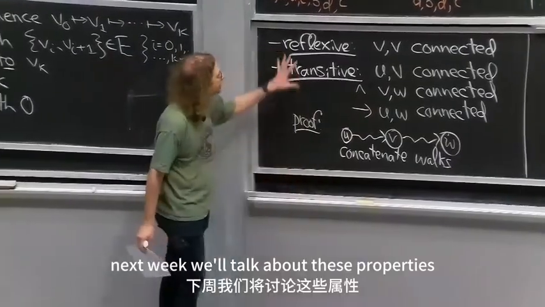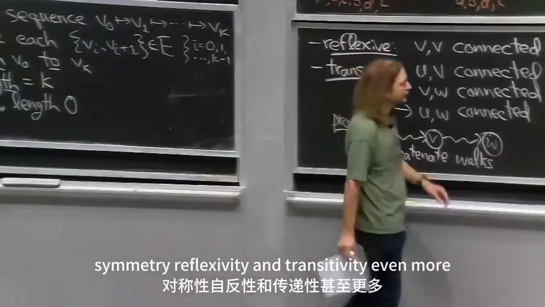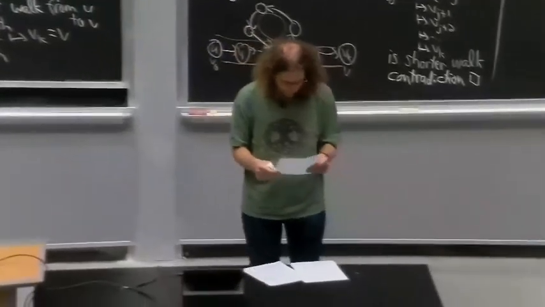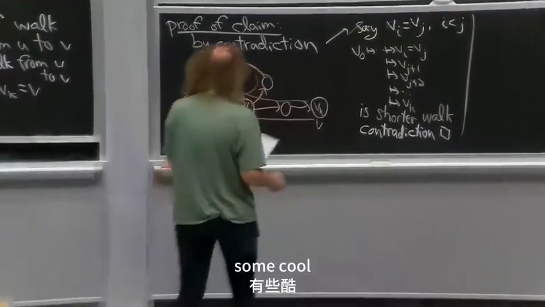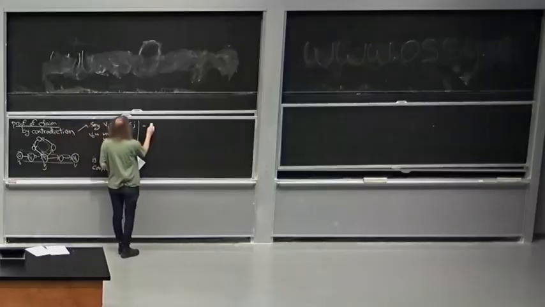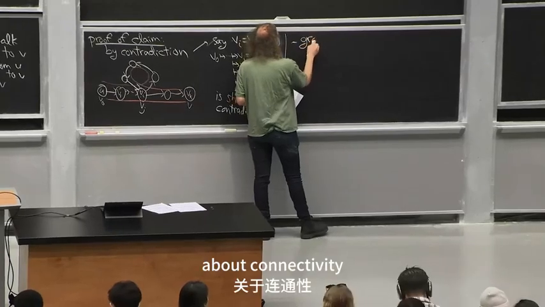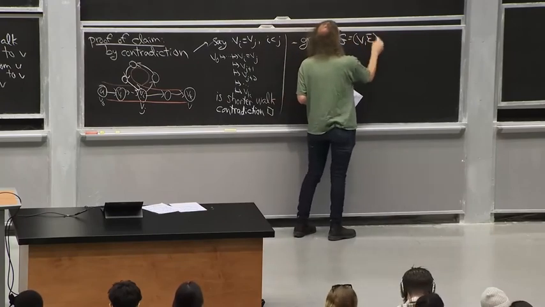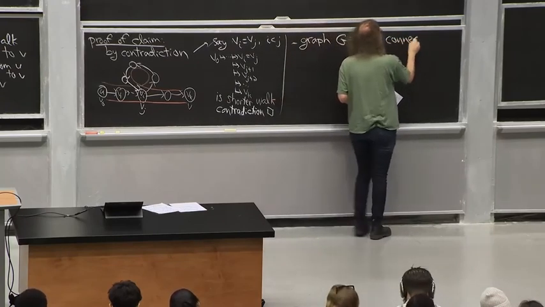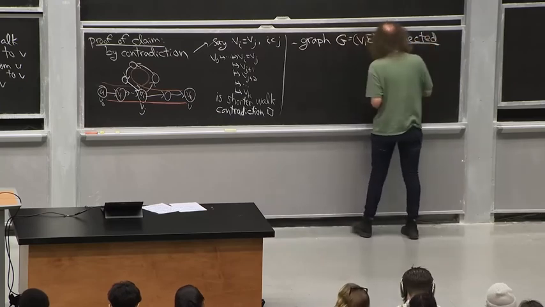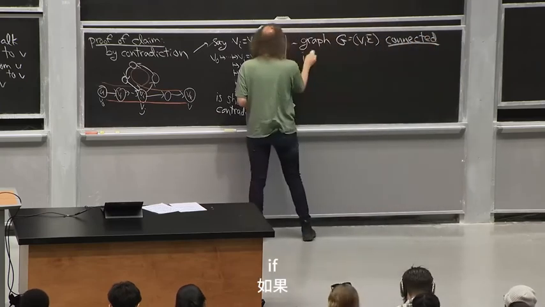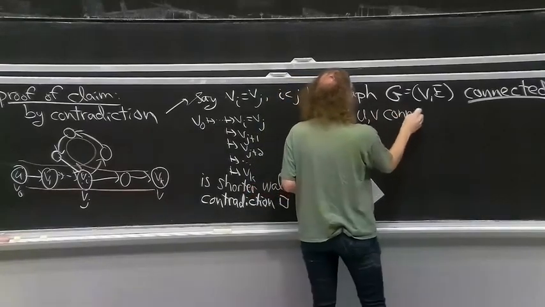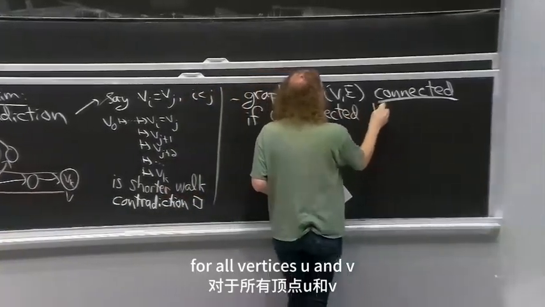Okay, next week, we'll talk about these properties, symmetry, reflexivity, and transitivity even more. So this is kind of a foreshadowing of that. But it lets us define some cool concepts about connectivity. So first, we're going to call a graph connected if u and v are connected for all vertices u and v.